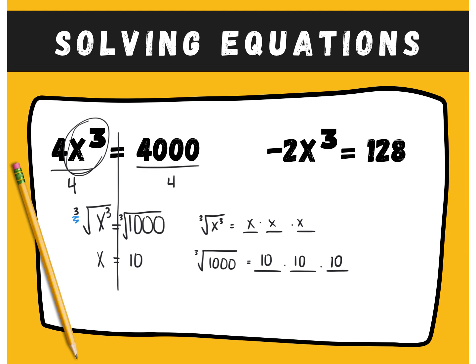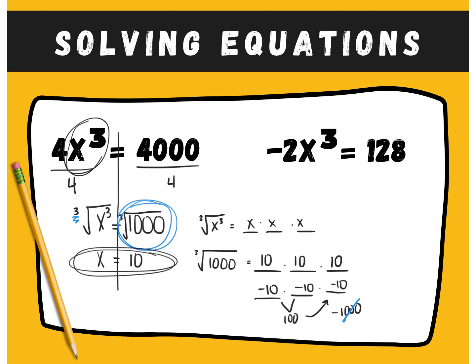Now remember that there is only one solution in an x cubed equation, and here's why. If I multiplied negative 10 and negative 10, that would give me positive 100. But if I multiplied by that third negative 10, I'd get negative 1,000. That would make my equation no longer true because I'm looking for it to equal positive 1,000, not negative 1,000. So here I've got my solution, x equal to positive 10.